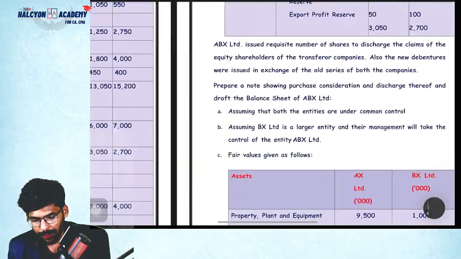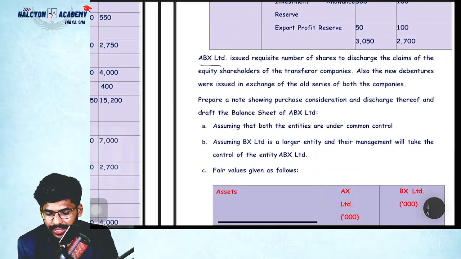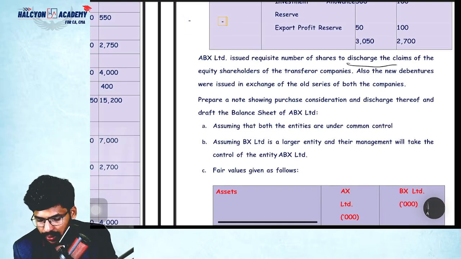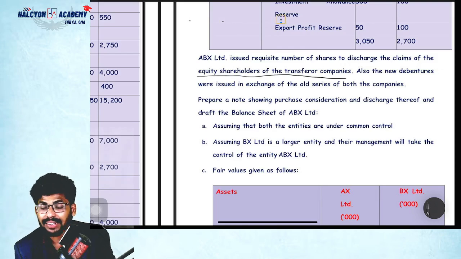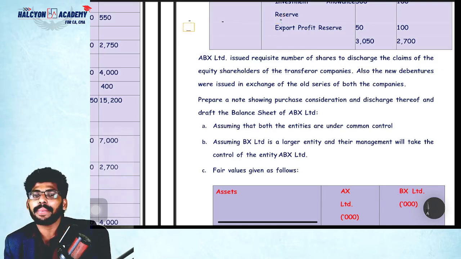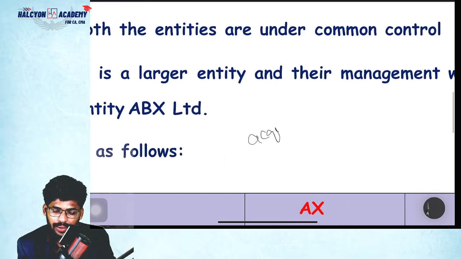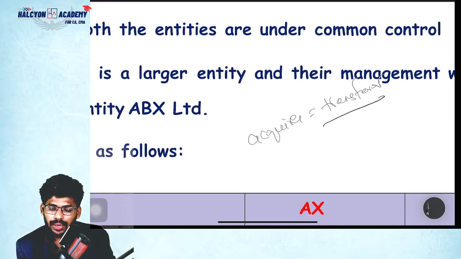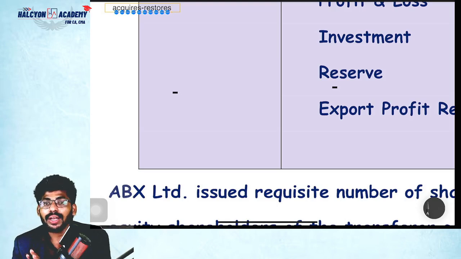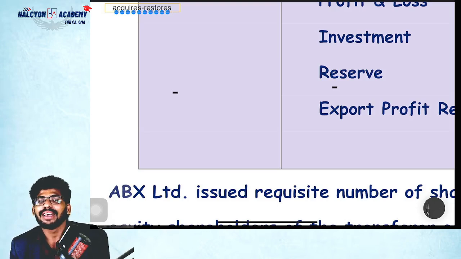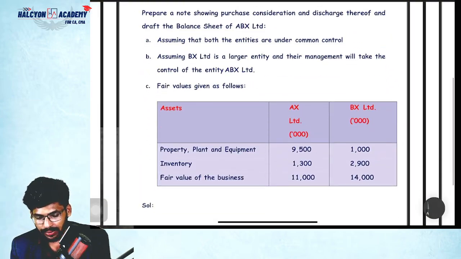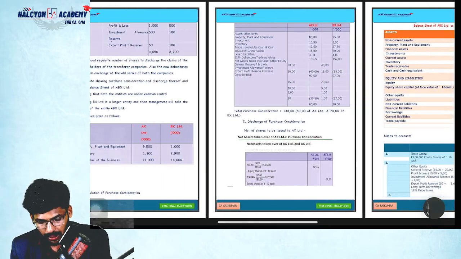Coming to the point, ABX limited issued a requisite number of shares to discharge the claim of the equity shareholders of the transferor companies. Who is the transferor company, guys? Can we say acquirer company equals transferor company? Say yes or no. Transferor company is nothing but acquirer company? No sir. Transferor company means transferring their assets and liabilities. Who will transfer? Selling company will transfer, nothing but acquiree will transfer. So please don't get confused, guys.